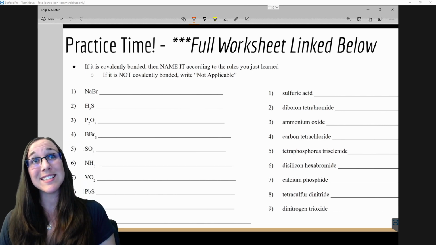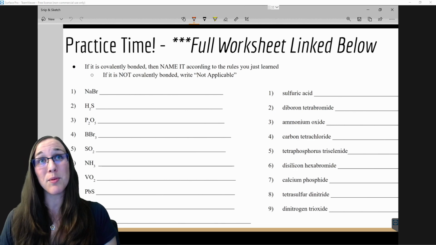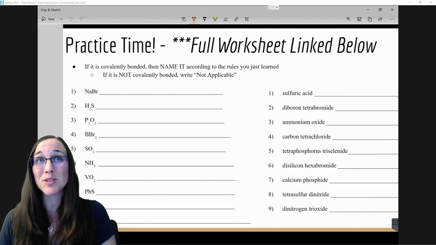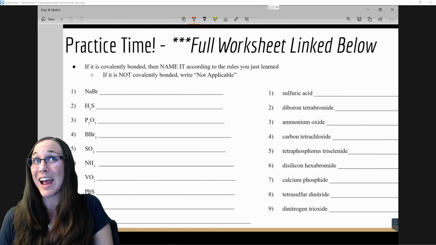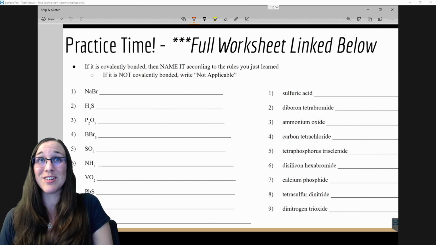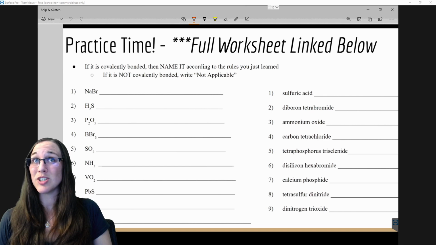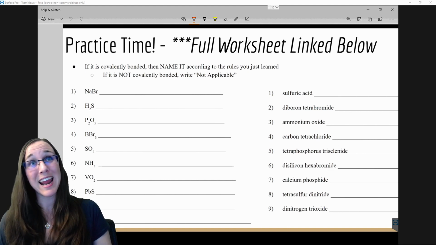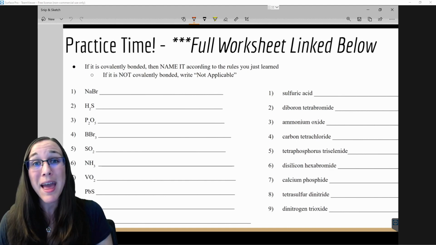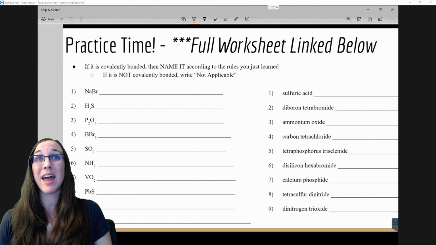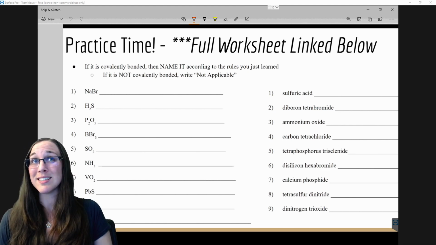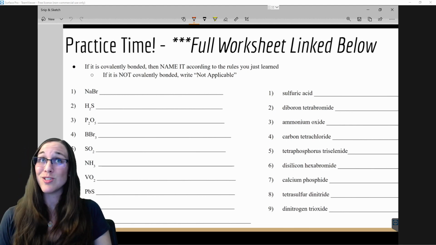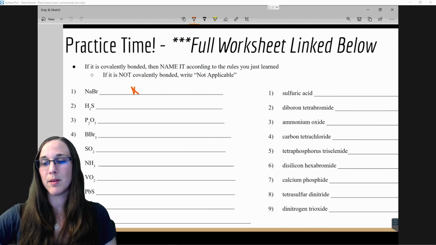So if any of these have metal atoms in them at any point, we can't name them according to the rules we just learned. It's going to have a different kind of rules that we'll learn later, but you can't use these. They're not the same. So the first practice question is asking you to name NaBr. Hopefully you looked at your periodic table and right away noticed that Na, sodium, is a metal. You cannot name that according to the naming scheme and steps we've just learned. You cannot do that. So that would be not applicable.